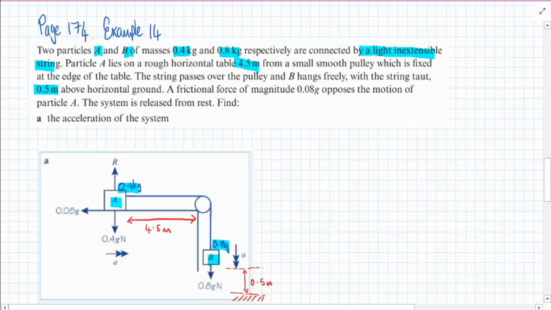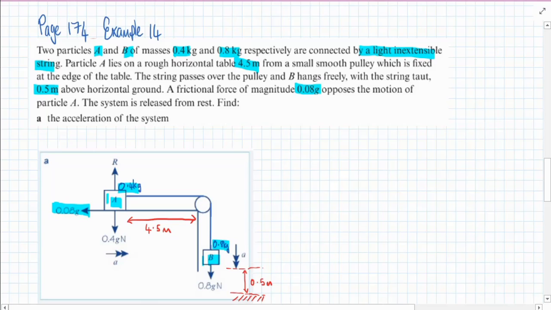A frictional force of magnitude 0.08g opposes the motion of particle A. Well, here's my 0.08g. It's worthwhile noting it has to be over here because particle B hangs freely, so there's no friction involved there because it's not in contact with another surface. We've been told that our pulley is smooth, so that can't cause any friction. So the only friction we can get is between the two surfaces where A and the table meet.